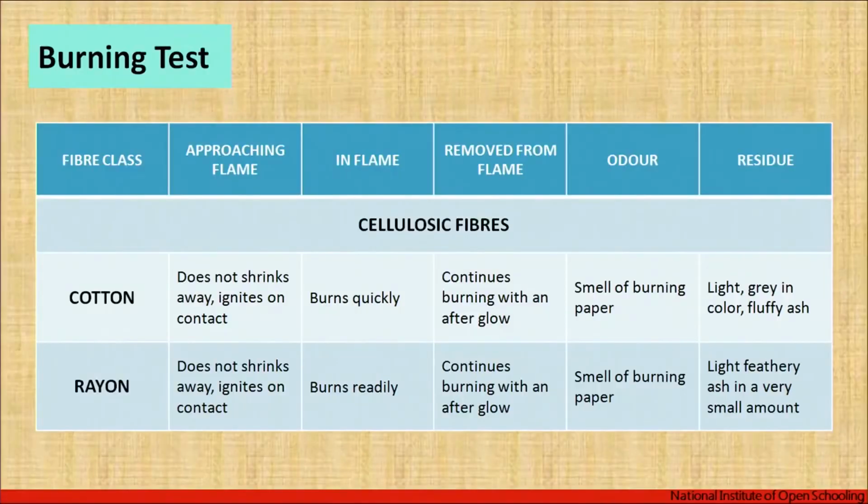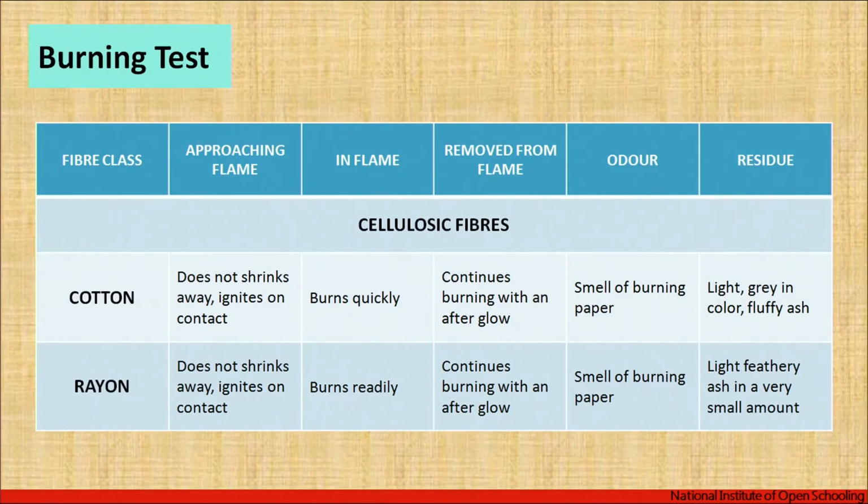So here we start with the cotton fiber. The first one is the burning test. Cotton fibers are also called cellulosic fibers. Cotton and rayon fall under the category of cellulosic fiber. When approaching the flame, both do not shrink away. They ignite on contact. When they are in the flame, they burn quickly. When we remove them from the flame, they continue burning with an afterglow.